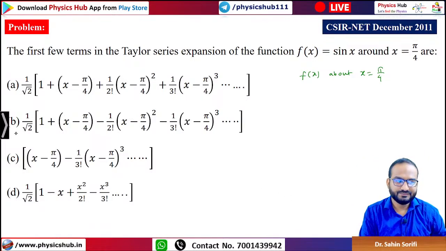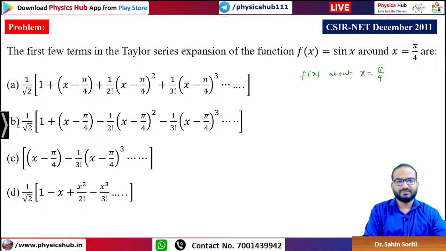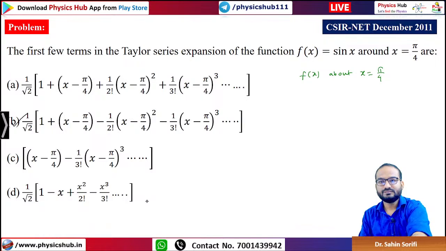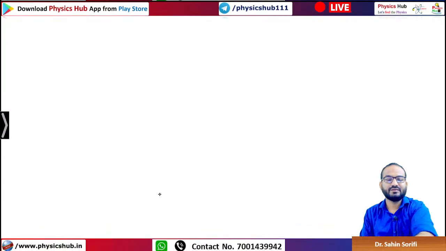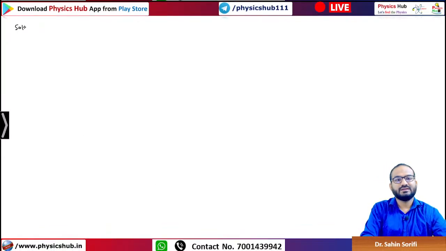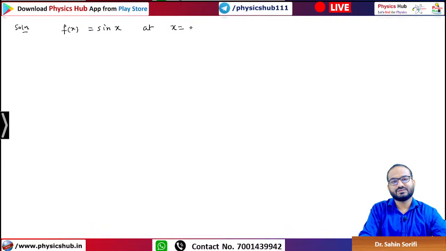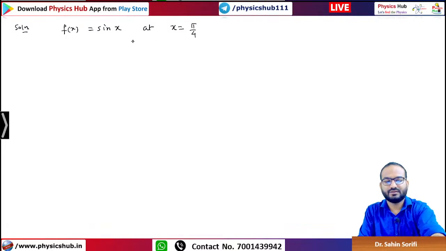Option B you are getting? Yes, option B will be the correct option. Let's see how we get that option B. So you have to expand f of x equals sin x about x equals pi by 4.